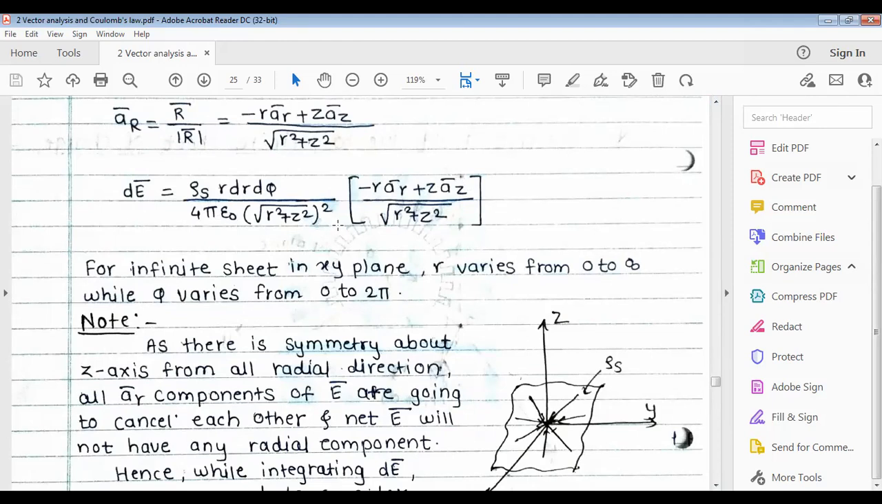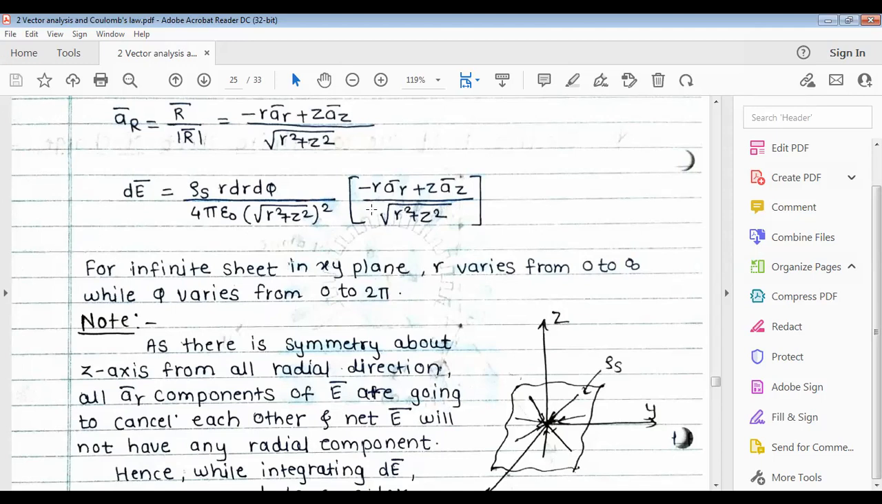Just tell me, what will be this r square plus z square raised to what? This gets cancelled, root and square get cancelled, 1. How much will it be? 1, right. And here, square root of r square plus z square, that means r square plus z square raised to 1/2, right. This is 1 and this is 1/2, how much will it be?